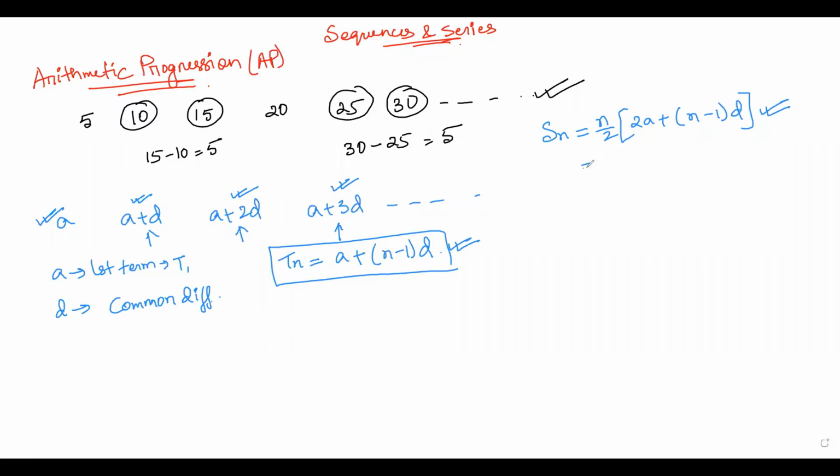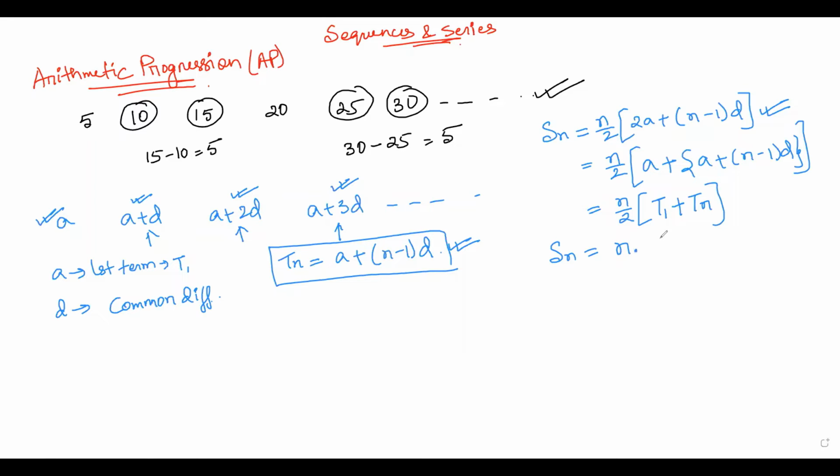This sum of n terms can also be written as n by 2 times (A plus (A plus (n minus 1) into D)). Now this can be written as n by 2 times (A, which is the first term, so I'm writing it as T1, plus A plus (n minus 1) into D, which is the nth term, which I'm writing as Tn). So Sn, the sum of n terms of an AP, can also be written as n times (T1 plus Tn) upon 2. That is n times the average of the first term and the last term.